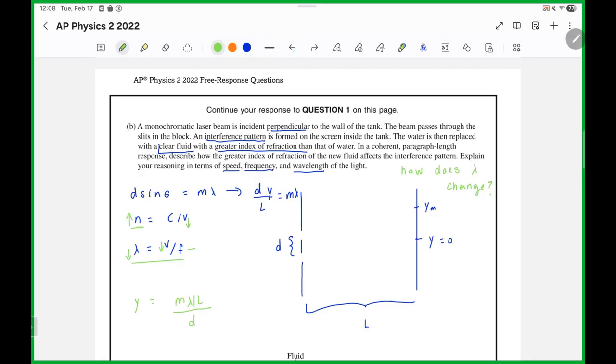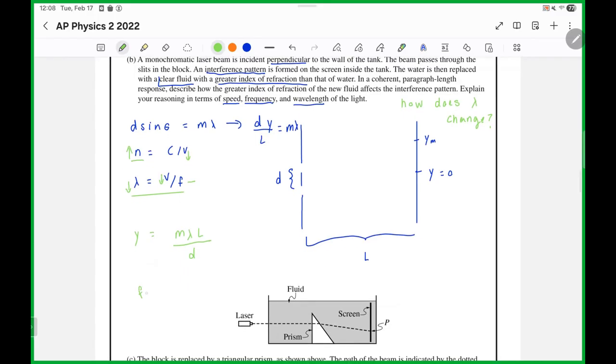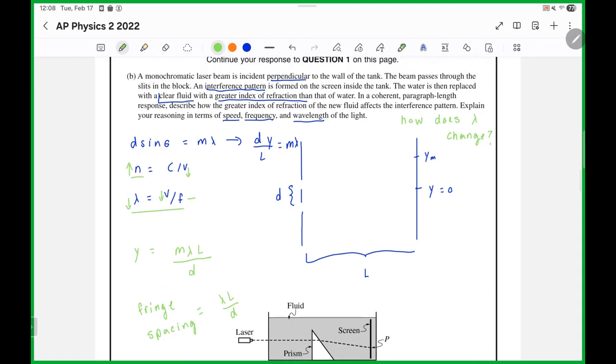We can see that our fringe spacing is equal to lambda L over d. And so if lambda has decreased, so has our fringe spacing. And so now let's briefly talk about how to construct this into a coherent paragraph length response.